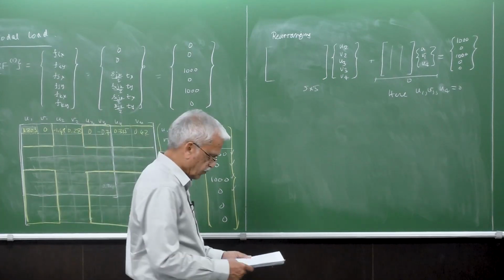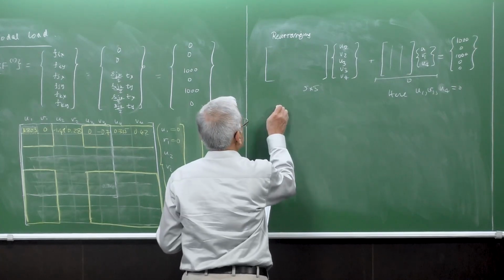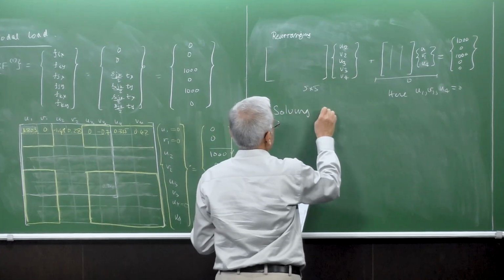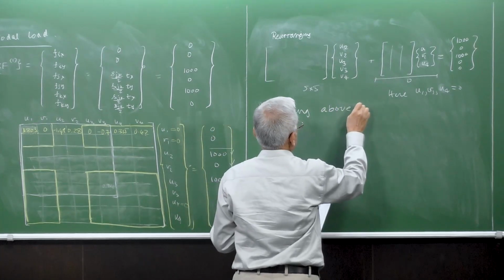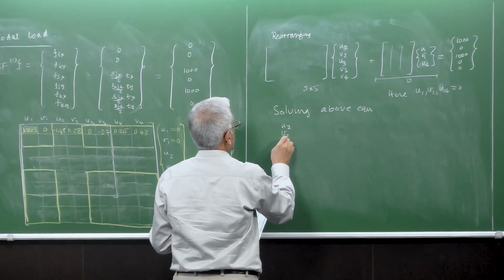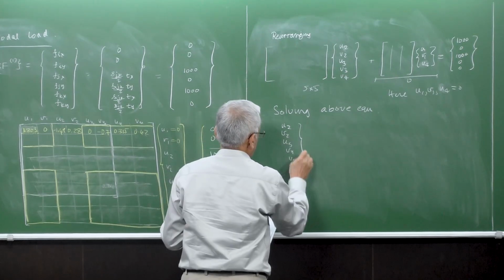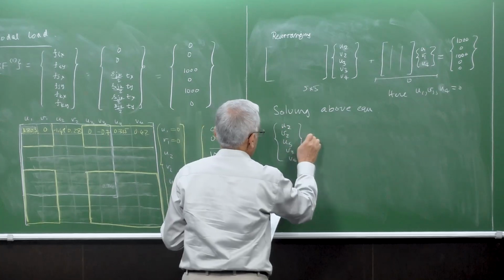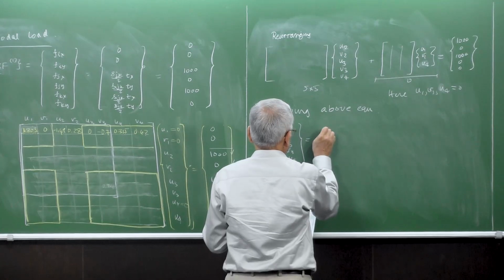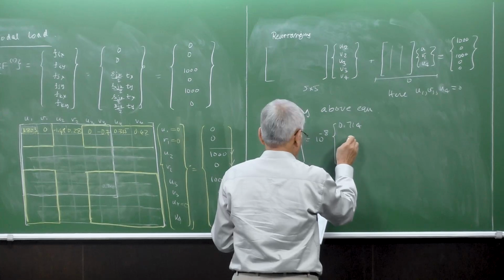Okay, so if you solve for them, what will you get here? Solving the above equation, we will get U2, V2, U3, V3 and V4 as 0.74.